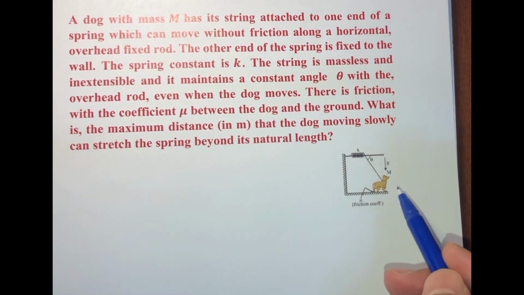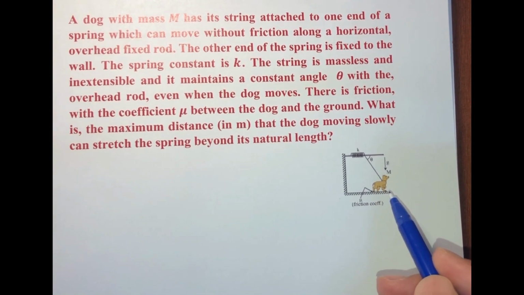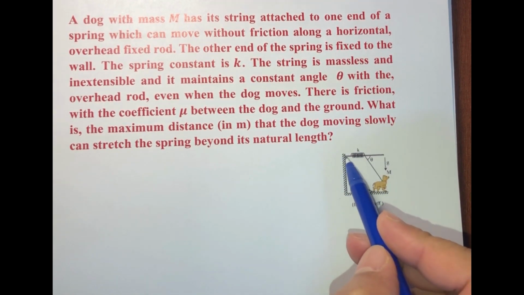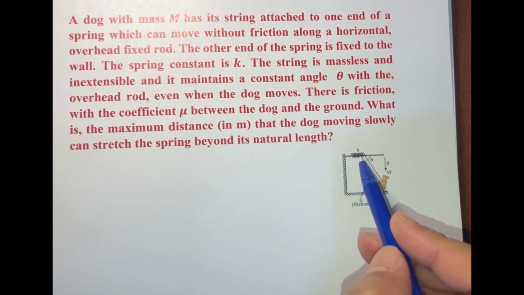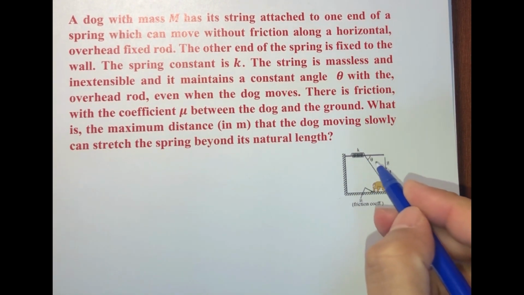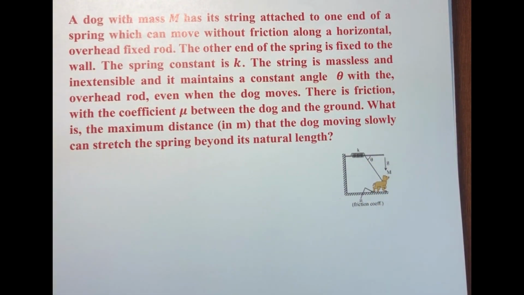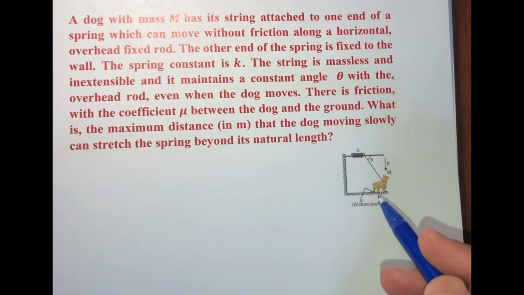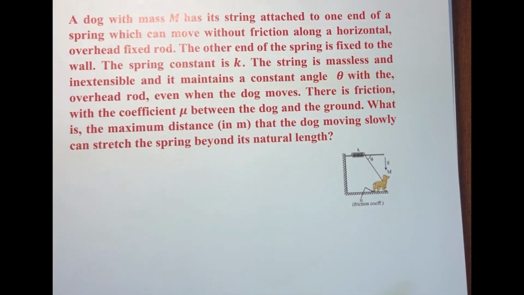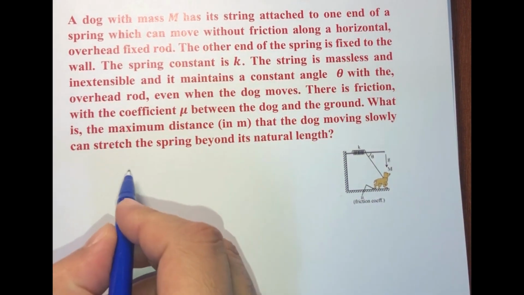This is a dog and this angle theta. The spring is on a rod which is fixed at the wall and the string is making the angle of theta with this rod. Okay, so we can divide all the forces into various components.